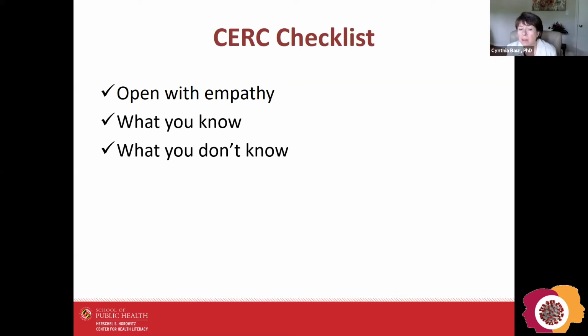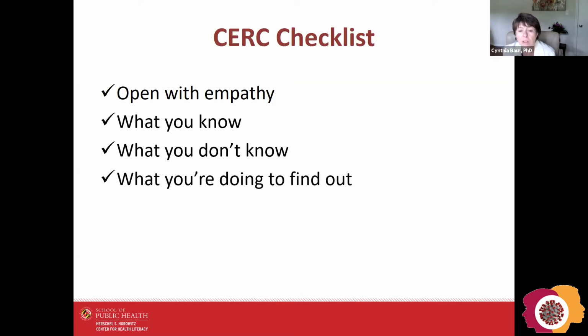And then be clear about what you don't know. This is often very challenging for organizations. They don't like to admit what they don't know. Experts don't like to admit what they don't know. They prefer to focus on what they do know. But really, you help build trust with people when you are clear about what you don't know and the process that you're following to help get those answers for them. So what you're doing to find out helps reassure people that you're aware of the severity of the situation, you're aware of what their concerns are, and that you're taking steps to get them answers.